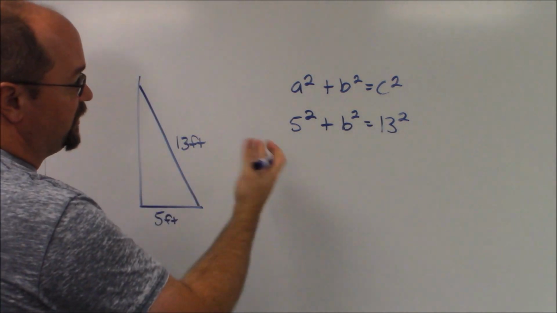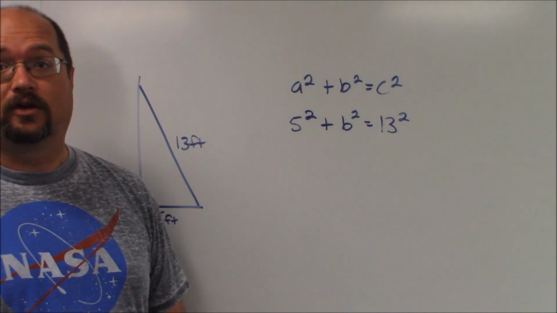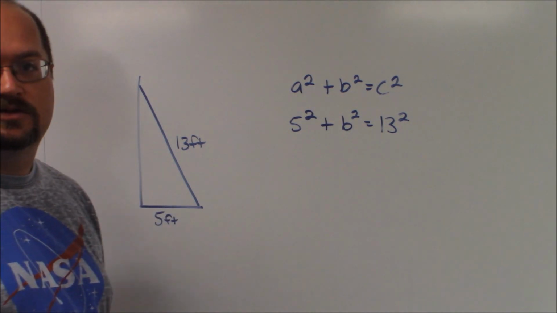We have to make sure that we have the 13 in the correct spot, because if we do 5 squared plus 13 squared and then take the square root of that, we will get the incorrect answer. We will not get a correct answer if we do it that way. So we've got to make sure we're plugging these values in to the correct spot.